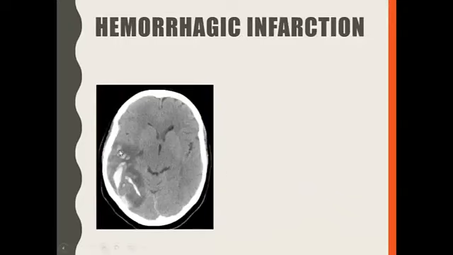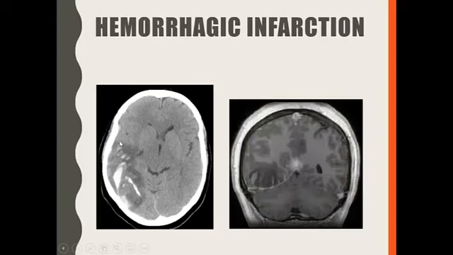The result of sinus thrombosis is hemorrhagic infarction, as you can see here. And when we do an MRI for this patient, we detected thrombosed transverse sinus. So for hemorrhagic infarction in a non-arterial vascular territory, you should consider venous thrombosis.